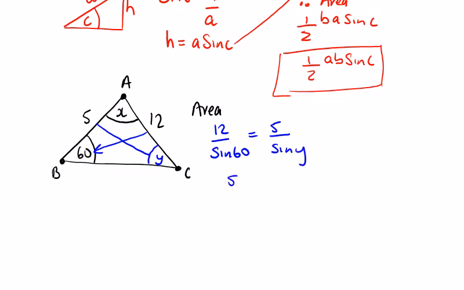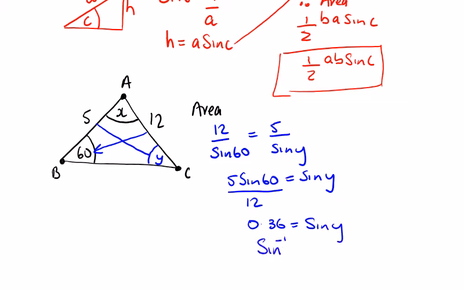So 5 sine 60 is equal to 12 sine Y. So 5 sine 60 over 12 is equal to the sine of Y. And typing this into your calculator and using the inverse, we'll get the angle Y. So we get 0.36 is equal to the sine of Y. So the inverse sine of 0.36 is equal to Y. So the angle Y is equal to 21.15 degrees.